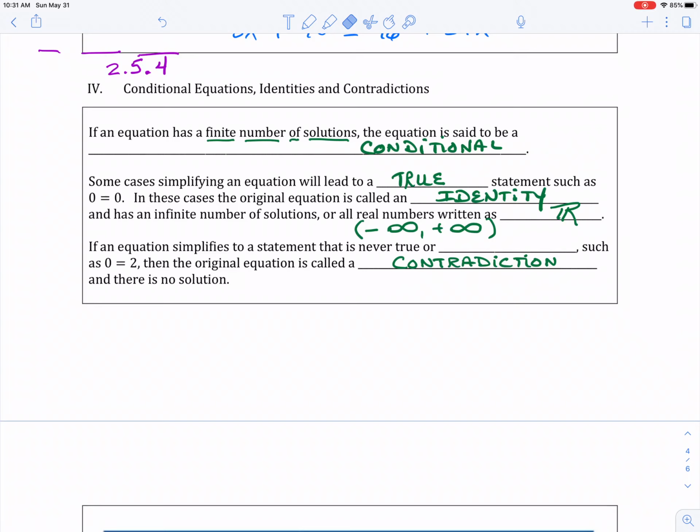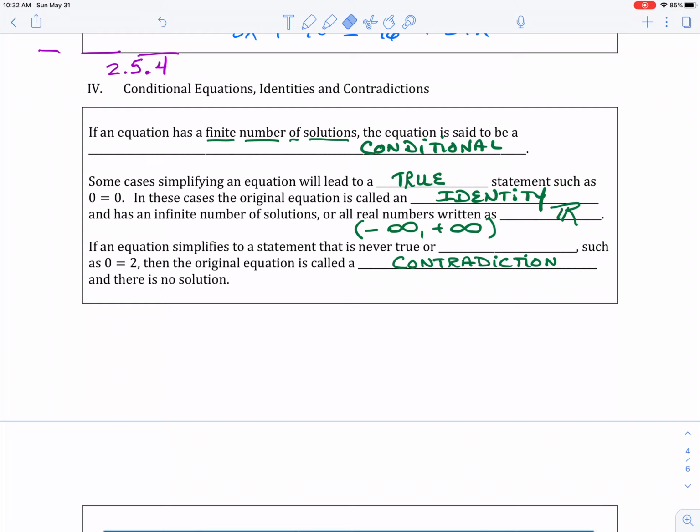This is the last video from section 2.5 where we're talking about solving equations. All the equations that I've worked for you previously are called conditional equations. I think I mentioned that because they all had a single solution, a finite number of solutions. Not all equations have just one. Linear equations do have just one solution. So we call those conditional.